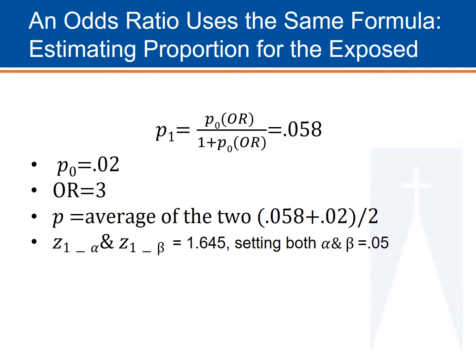So if you have a 0.02, that would be a 2% prevalence and 0.02 probability. Then, by putting in the odds ratio that you expect to find, you can calculate your expected probability or prevalence in your exposed population. So that's 0.058. And then from that information, you can calculate the P, which is the average of the two proportions or probabilities. And then the z-statistics would be set based on your type 1 and type 2 error, which the authors inserted as 0.05.